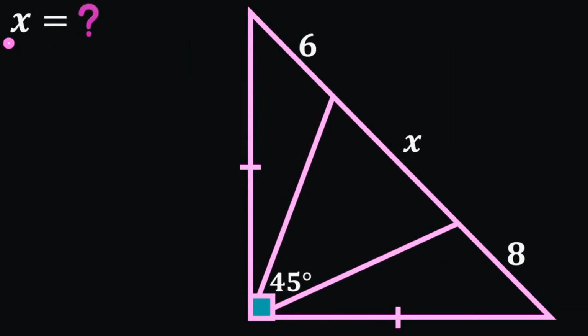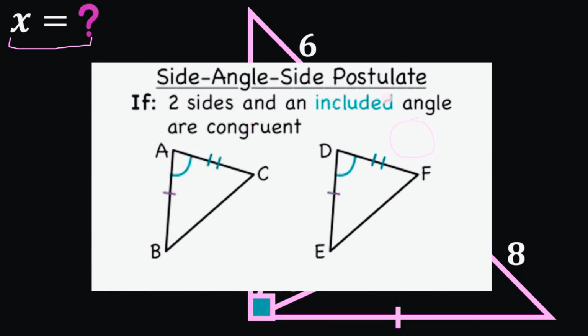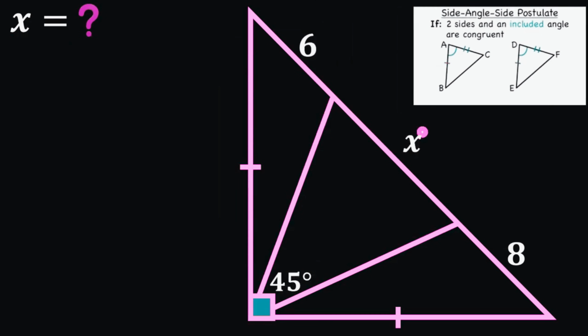Alright, so given this figure, our goal is to find the length of this segment, x. And to answer this question, we will use this concept, the side angle side postulate. It says, if two sides and an included angle are congruent, then the two triangles are congruent. So we will use this concept to find the value of this side x.